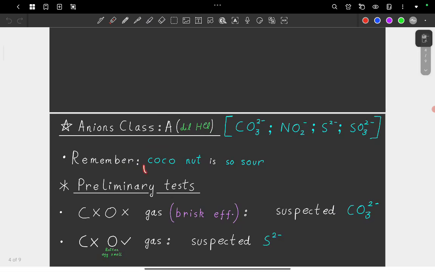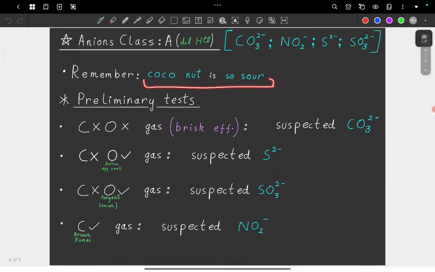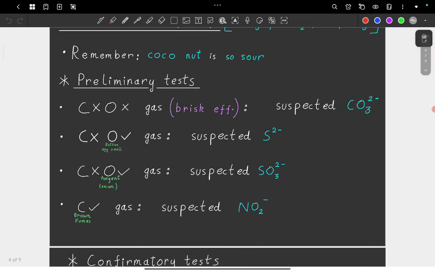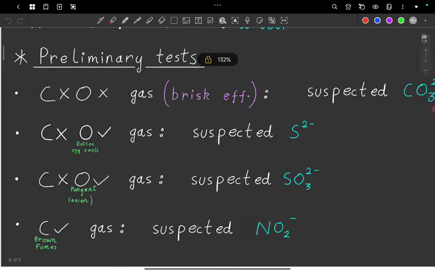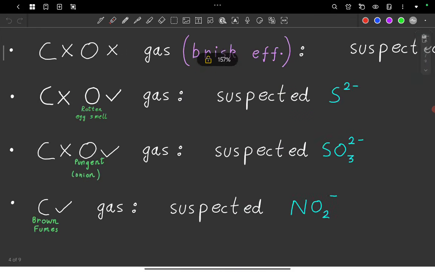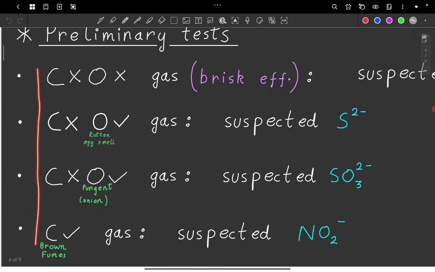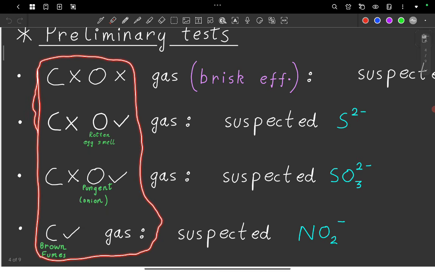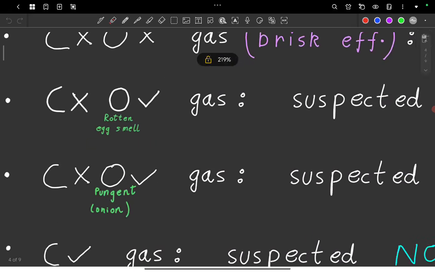So coconut is so sour, you can use it to remember group A. Now, what are the preliminary tests for group A? Basically, let me tell you about the CO system. The CO system is a system that you can use to describe the state of any gas, not in the thermodynamic way, but rather in an inference way.